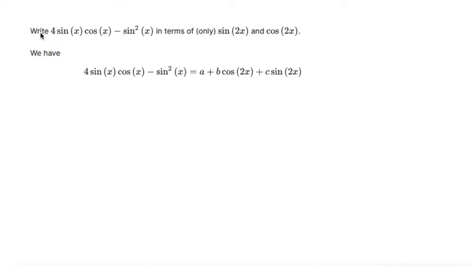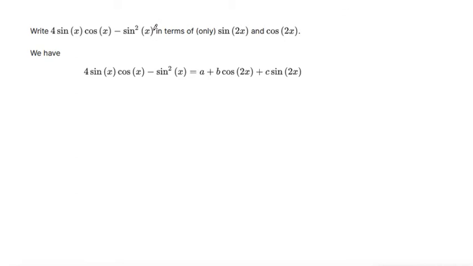So here we have a problem that says, write 4 sine x cos x minus sine squared of x in terms of only sine squared x and sine 2x and cos 2x. So we're trying to move to double angle formulas.